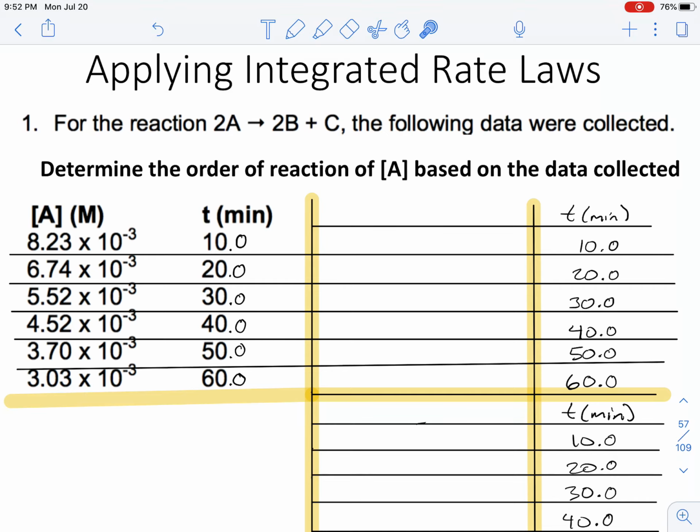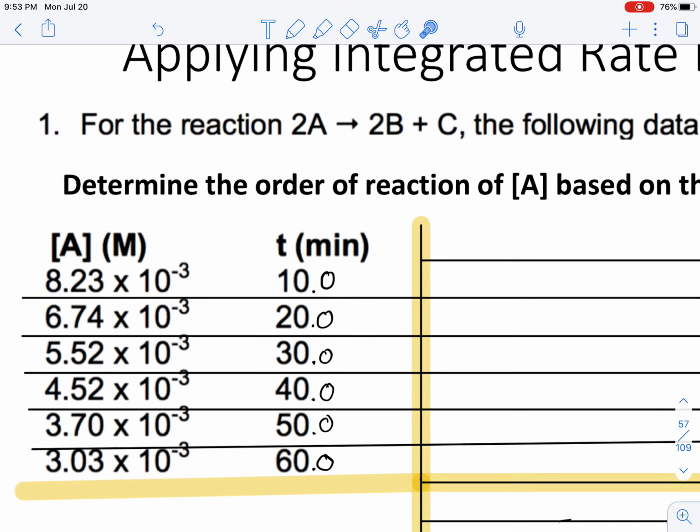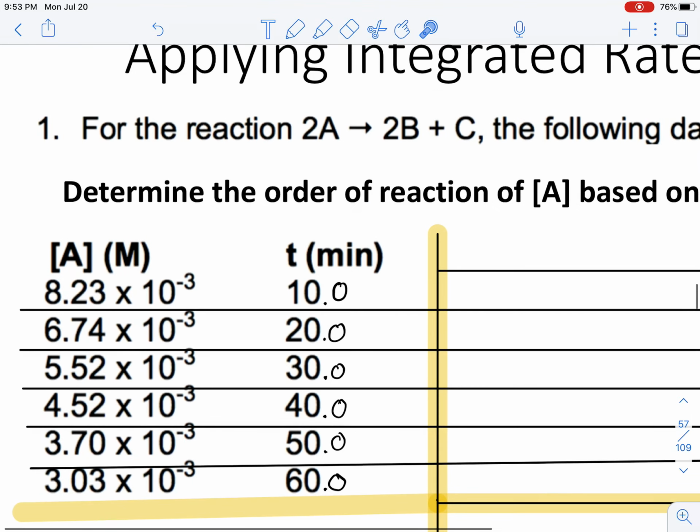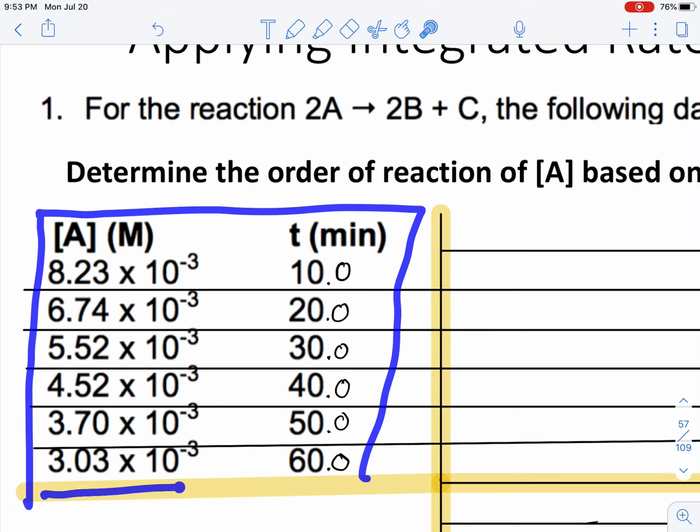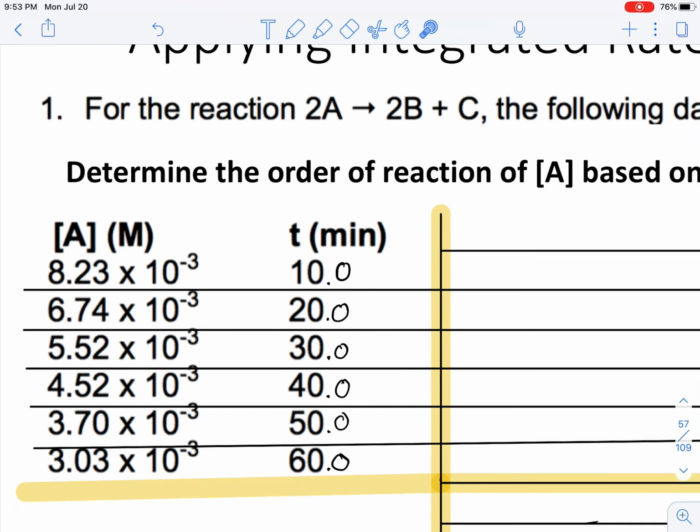In this lecture video, we will learn how to apply concepts from integrated rate laws when given a specific set of kinetic data. To get us started, we're going to look at this first problem. Here we have reactant A decomposing to produce product B and product C. Based on the given kinetic data, we're going to determine the order of reaction for reactant A.